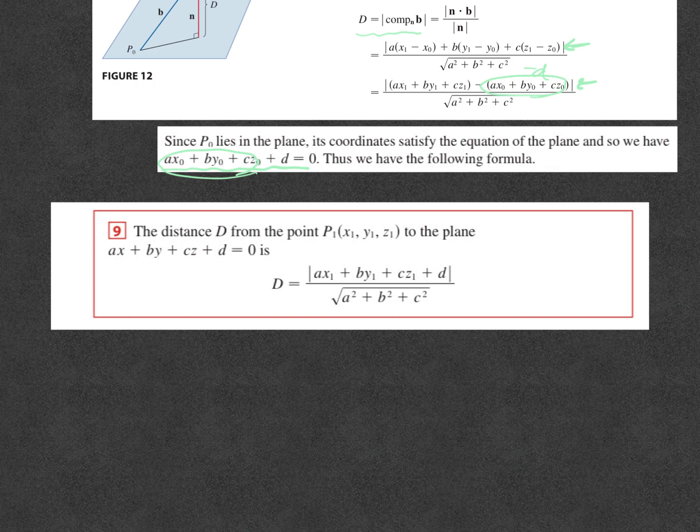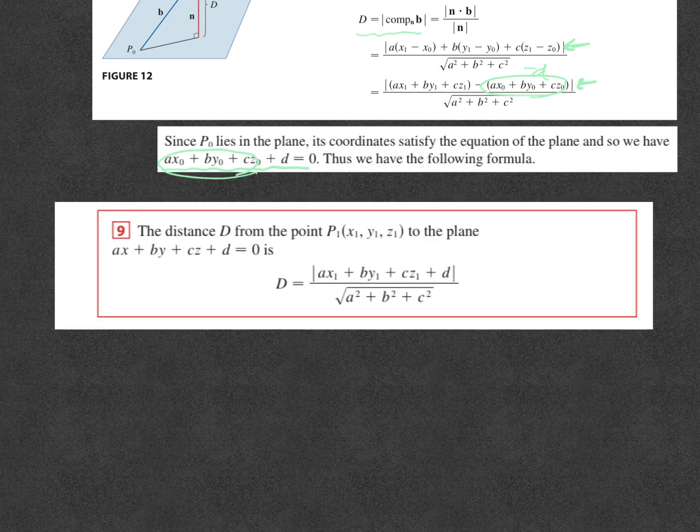Remember, this right here on the bottom is the length of vector N. So it's not that bad of a formula to use. I showed you a little bit about where it came from, but not that big of a deal. So let's talk about how to use it.